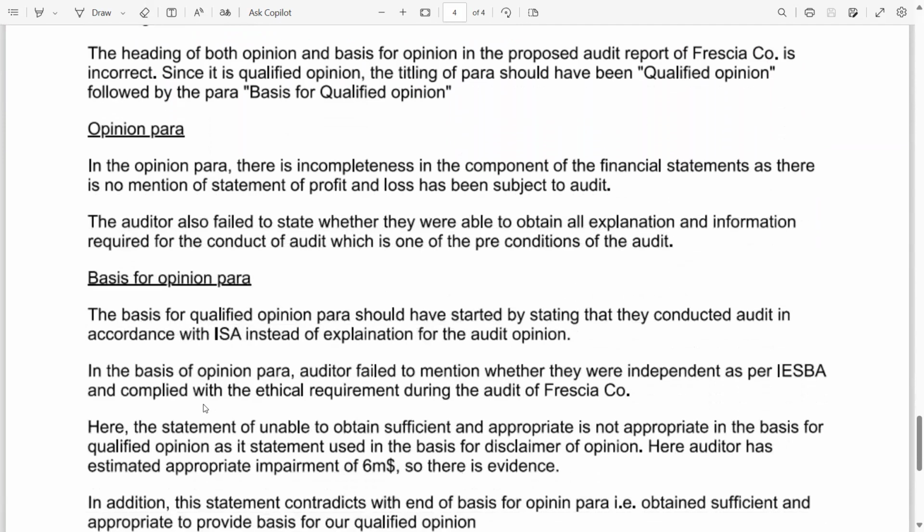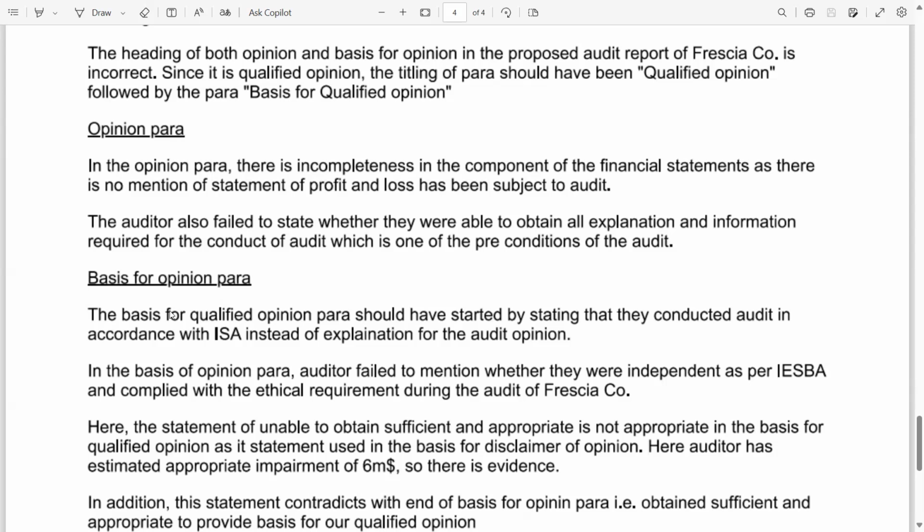Now opinion para. In the opinion para, there is incompleteness in the component of the financial statement as there is no mention of a statement of P&L. The auditor also failed to state whether they were able to obtain all explanation and information. These are very tricky lines which only those students can pick if they have read the report. And information required for the conduct of the audit, which is one of the preconditions of the audit.